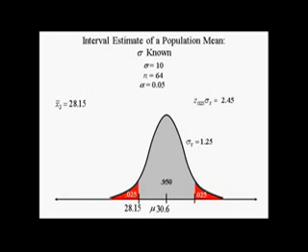The upper endpoint of the resulting interval estimate equals the second x bar, 28.15, plus the margin of error, which hasn't changed, 2.45. That sum is 30.6. The lower endpoint of this interval estimate equals the second x bar, 28.15, minus the margin of error, 2.45, which equals 25.7.